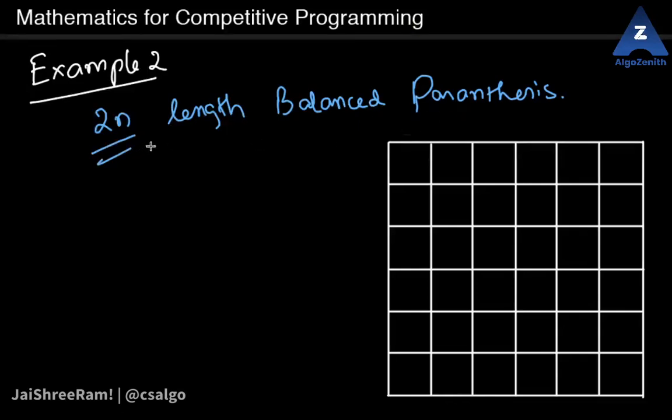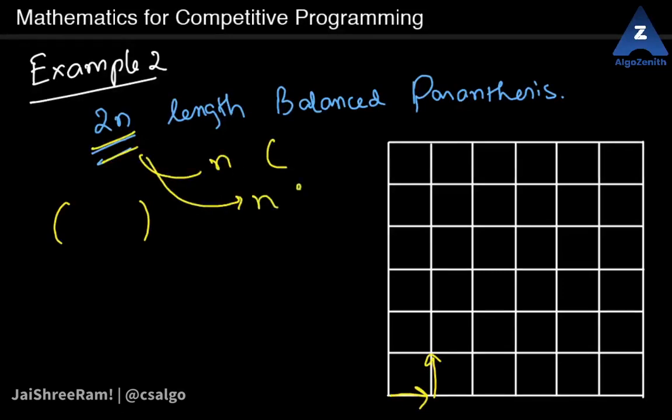Okay, so let's suppose you have a 2n length parenthesis sequence. How many of them are balanced? Okay, that's what we need to find out. So we can make a 1-to-1 correspondence between the number of balanced parentheses of length 2n and the Catalan number in this fashion. So let's say whenever we put an open bracket, we basically move right, and whenever we put a closed bracket, we move up. Okay, so in total there has to be n number of open brackets and n number of closed brackets, right?